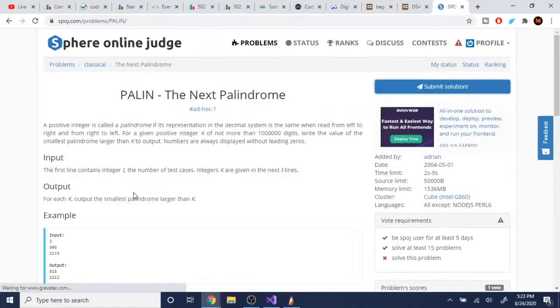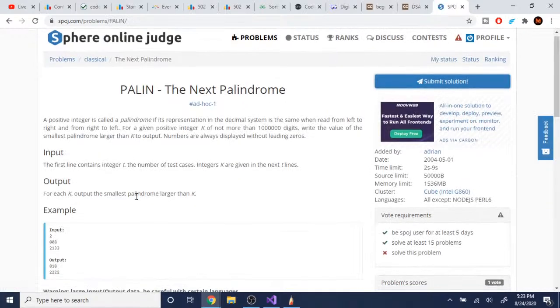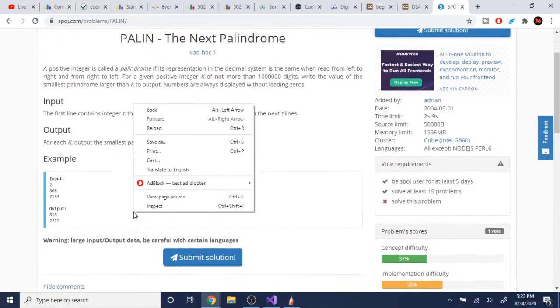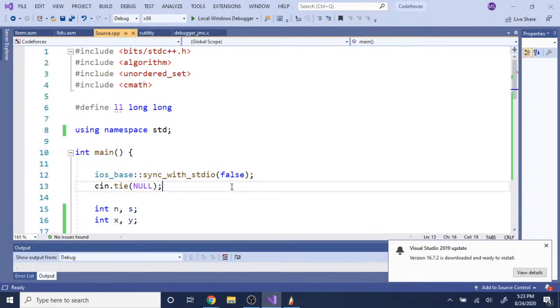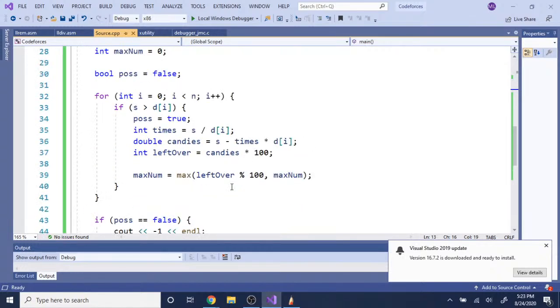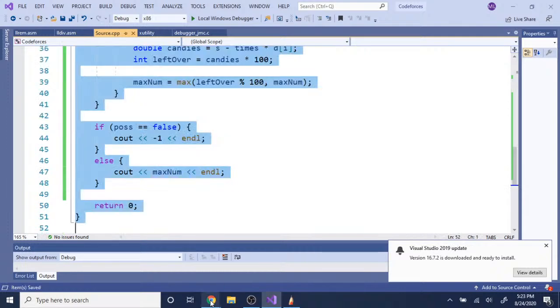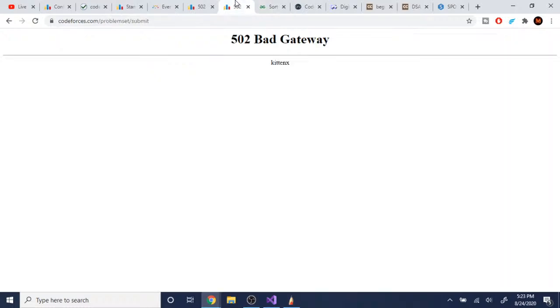Let's do next palindrome. Why not? Let's do this. Okay. So I need to submit this solution, but I don't know how I'm going to submit it until the thing works, and I don't want to break it. How do I?